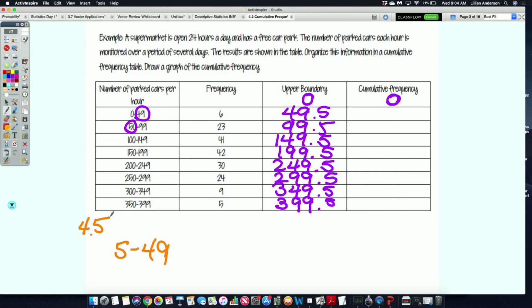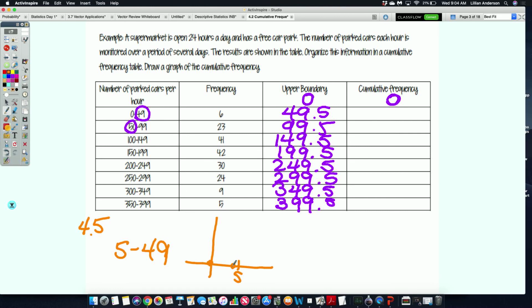Yes? If your lower boundary isn't 0, does that mean you're going to have to do a break in the graph? It depends on where this starts. If it was at 5, for example, you probably wouldn't have to do a break because it's so close to 0. But the starting point would not be at 0, 0 like this one's going to be. It's going to be at 4.5. And so then it will start.